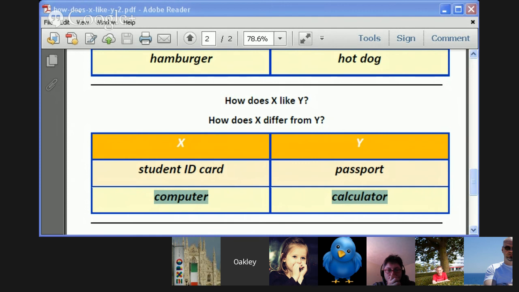Okay, Salvatore. Let's skip the next one. We've done too many ID things. Let's go to computer and a calculator. How are they the same, and how are they different?